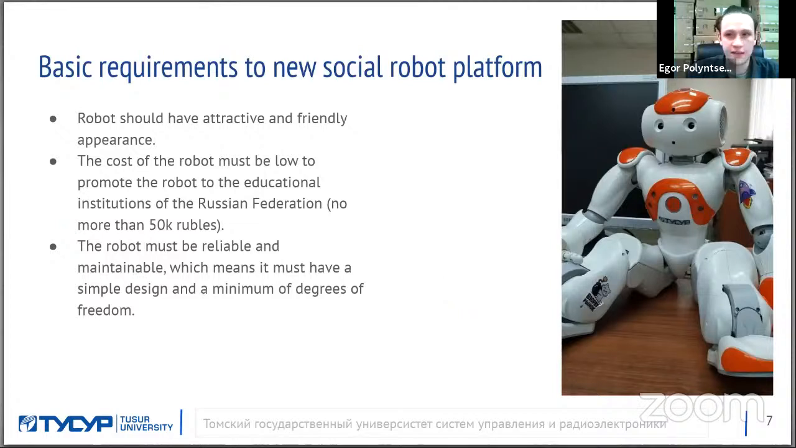Using the NAO has some limitations because NAO has quite a high cost. We cannot sell it to schools of the Russian Federation because each NAO costs more than 1 million rubles. That's why we decided to create our own robot, which had some basic requirements. It should be cheap, it should be attractive and friendly for kids, and it should be very simple. It should have minimum degrees of freedom, it should be stationary, and so on.